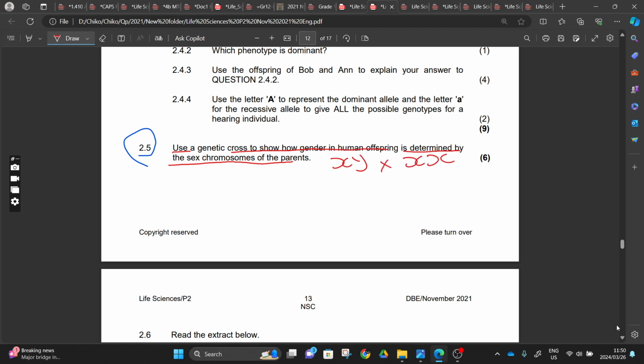So don't forget to write P1 phenotype. Then male here and female here, and then you write the genotype. You write your thing and then you write meiosis. You write gametes.